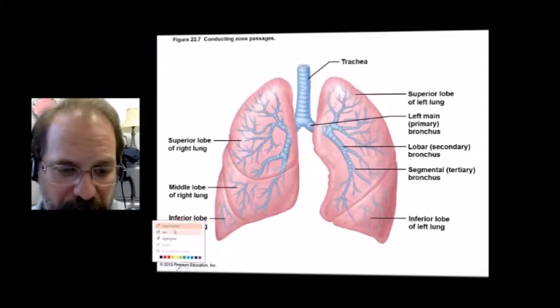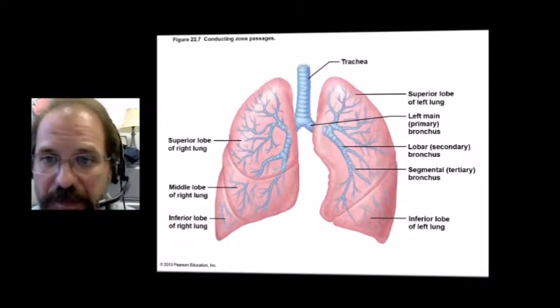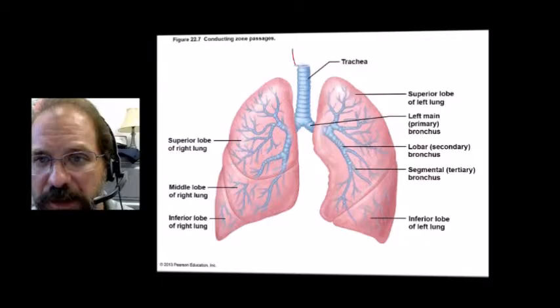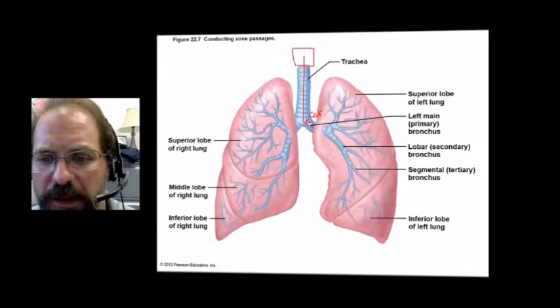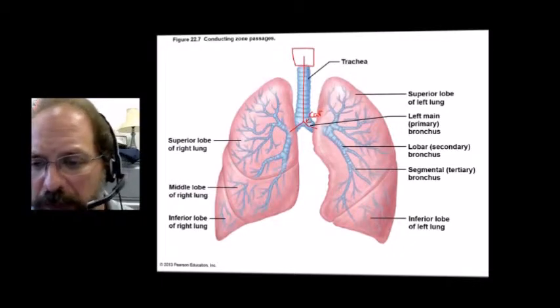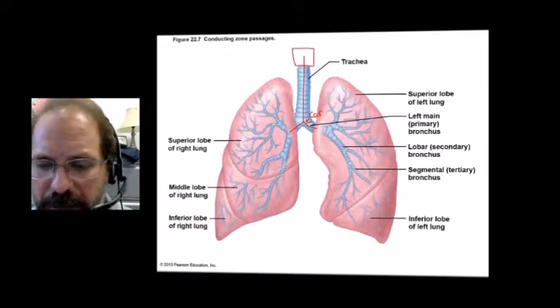All right, so the way this works, the air passes through the larynx up here, right? Comes down through the trachea. This is the carina. Let's put a C-A-R right there. That's the carina. And then we go off to the left and to the right.